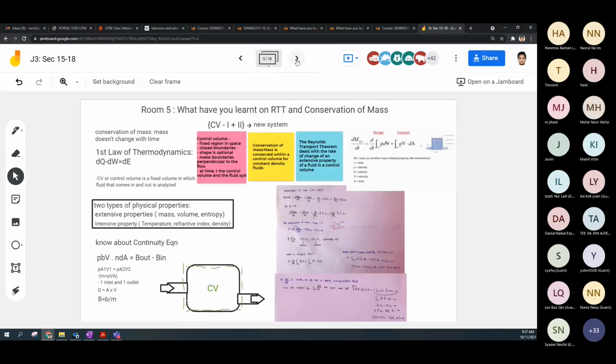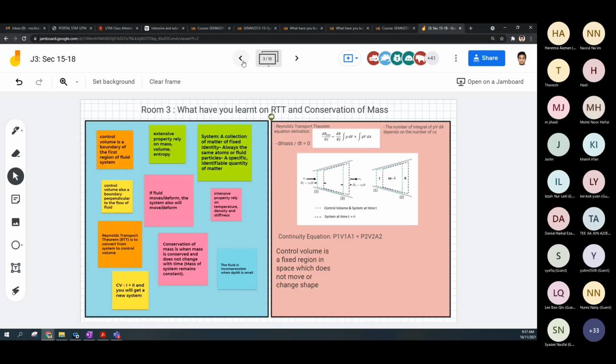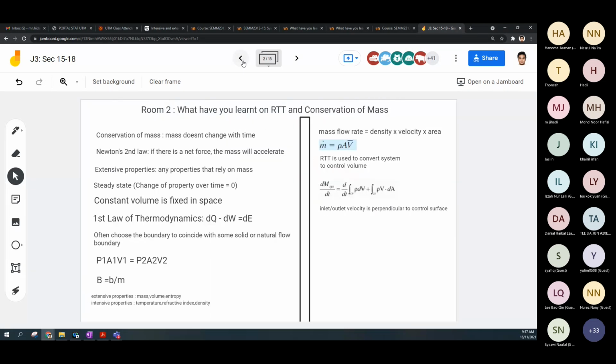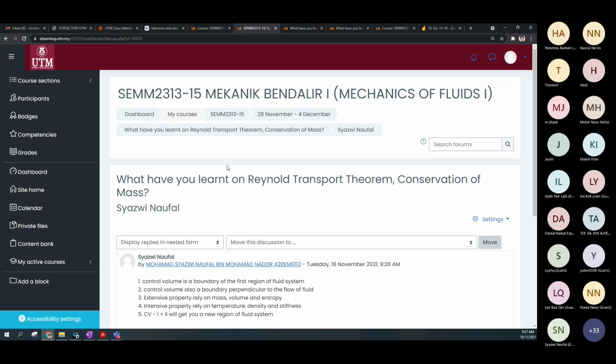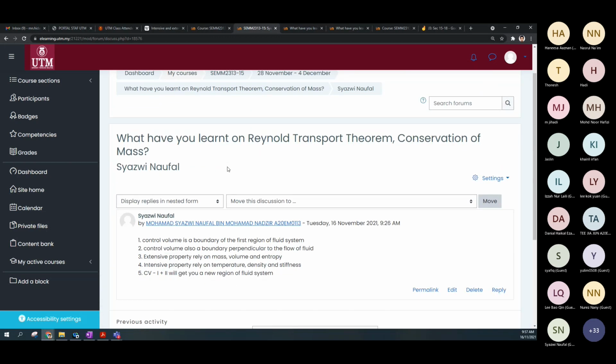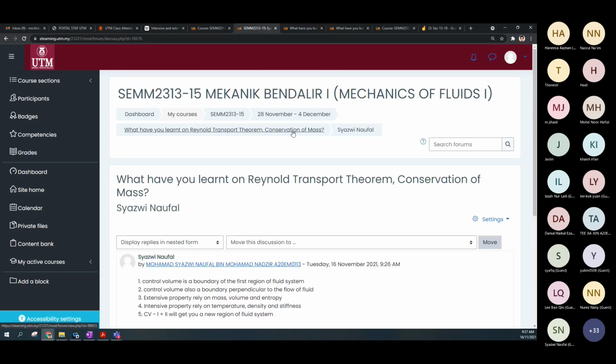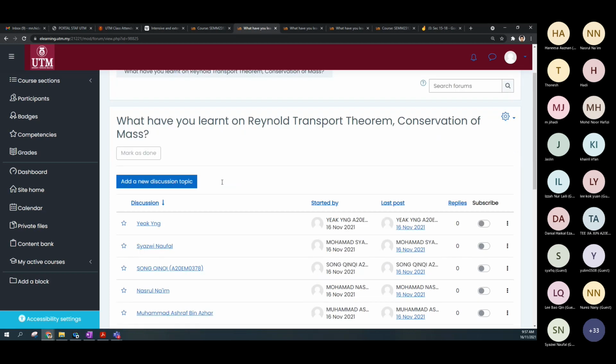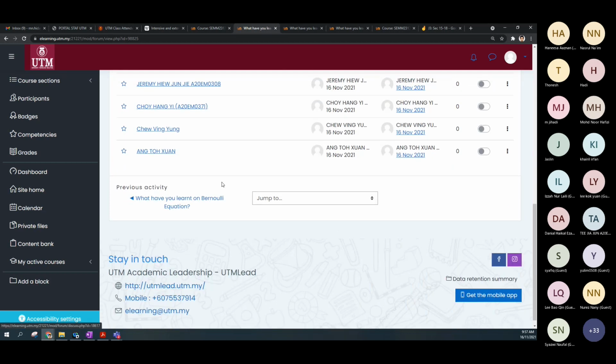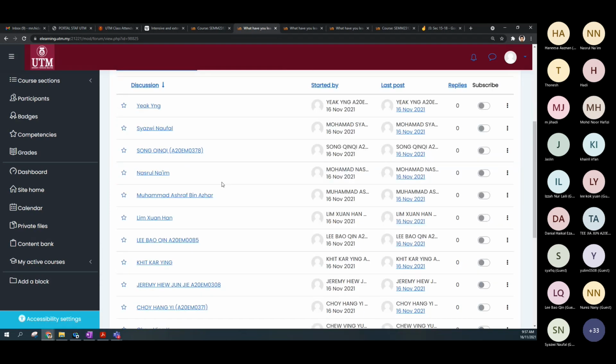Room number 5. All right. Okay. I think that is very wonderful. And then excellent notes, colorful. All right. What I want you to do after that, go to your forum. Okay. Some of you have done, yeah.